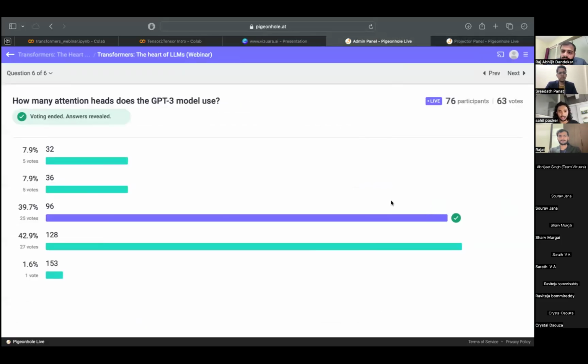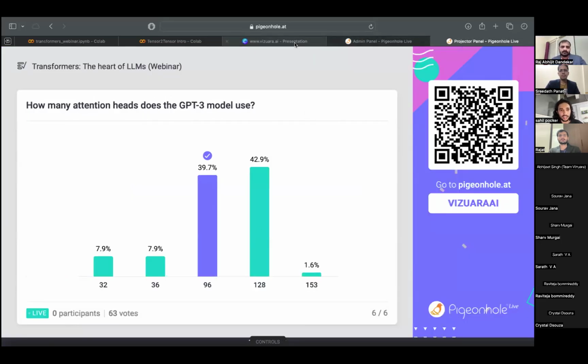Okay, so the correct answer was 96 attention heads. Here we have a very small number of attention heads. Even in the original paper, we have a very small number. We have like 8 attention heads, 16 attention heads. But right now we have huge models such that the number of attention heads itself is huge, and the number of layer stacks is also very high.